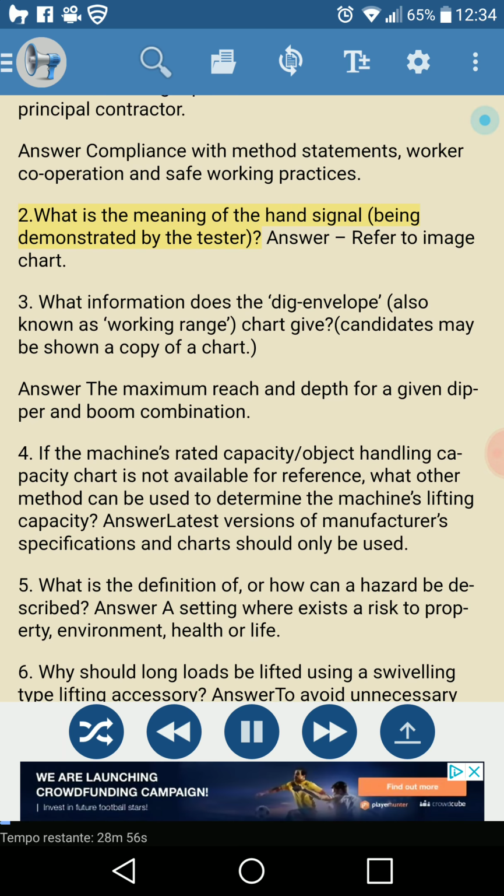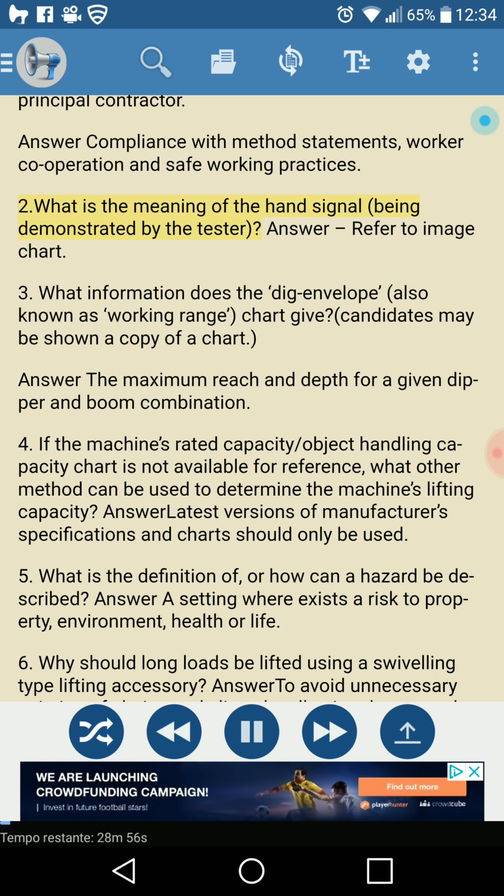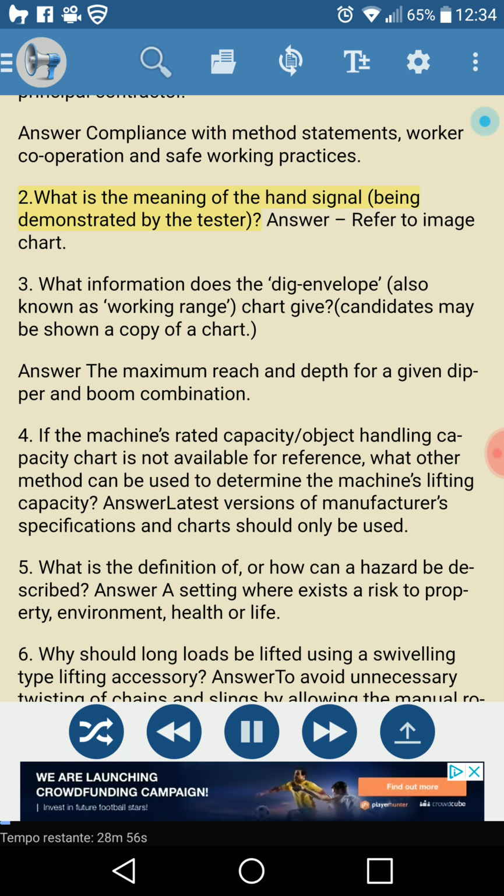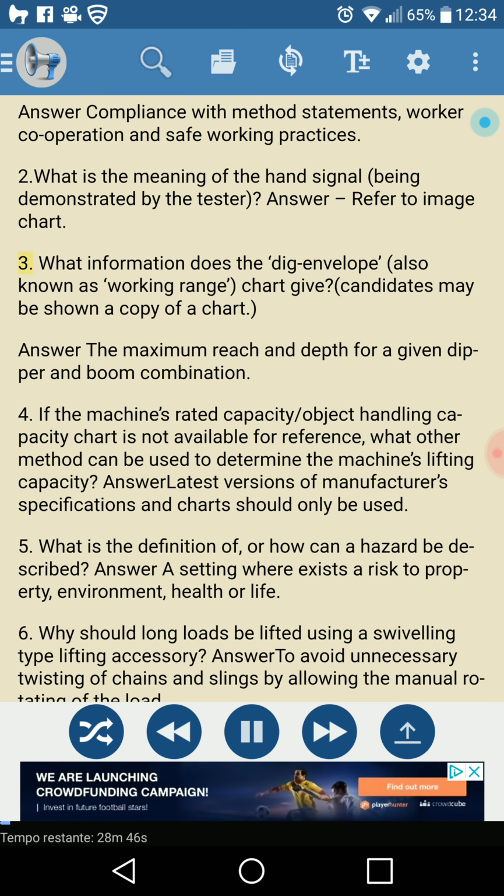2. What is the meaning of the hand signal being demonstrated by the tester? Answer: refer to image chart.